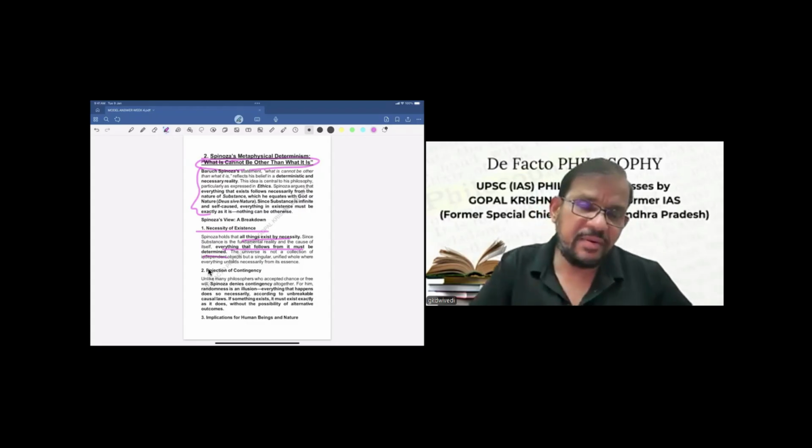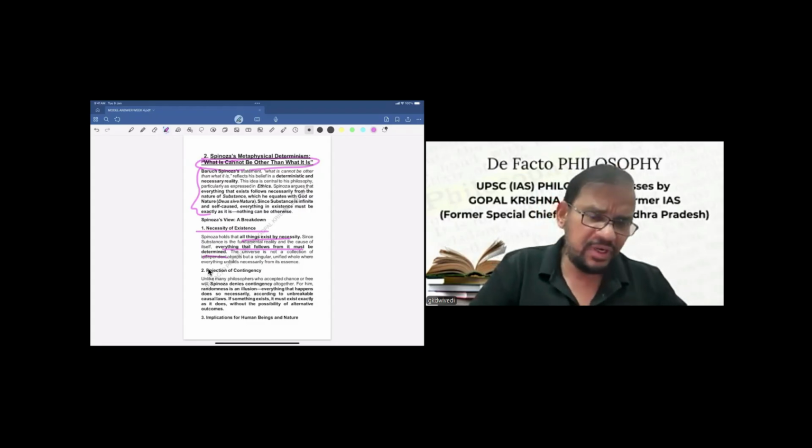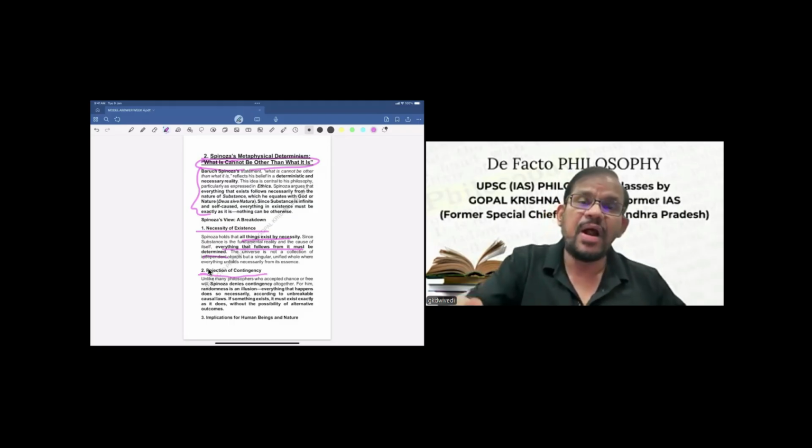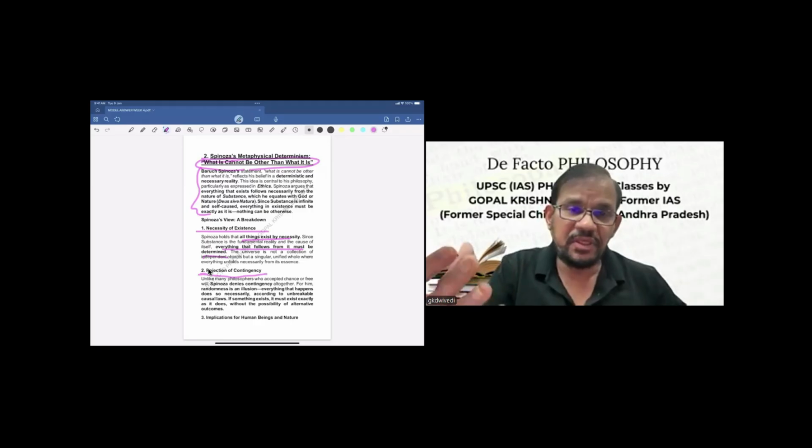Now, the second point is rejection of contingency. As I have already told, there is nothing haphazard, there is nothing contingent, there is nothing which comes suddenly. Everything is determined. Spinoza denies contingency. For him, randomness is an illusion. Everything that happens does so necessarily according to unbreakable causal laws. If something exists, it must exist exactly as it does, without the possibility of alternative outcomes. So rejection of contingency is another interpretation, or another part, or another meaning of this statement.